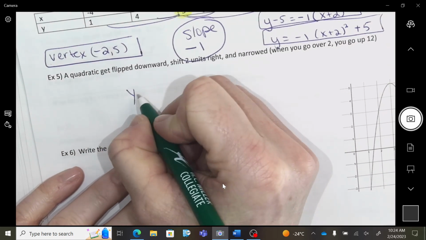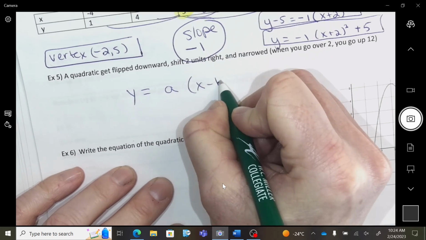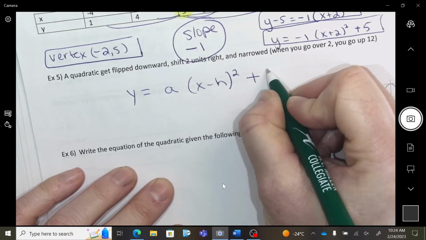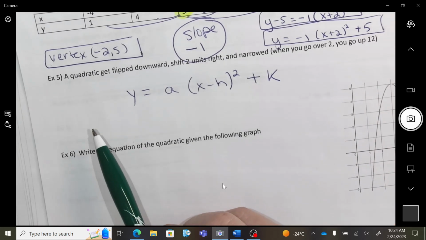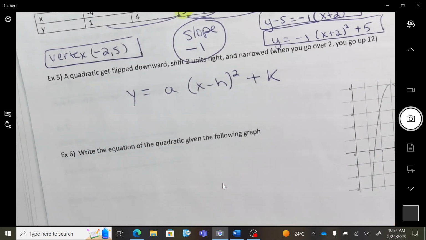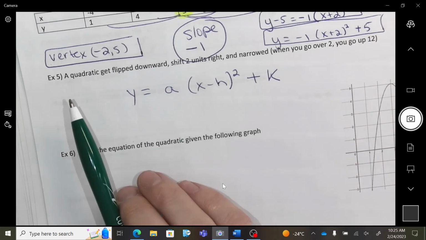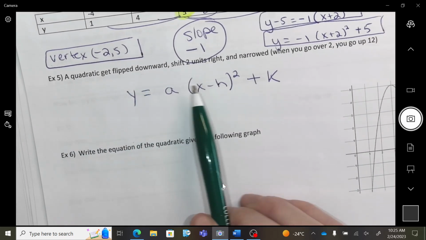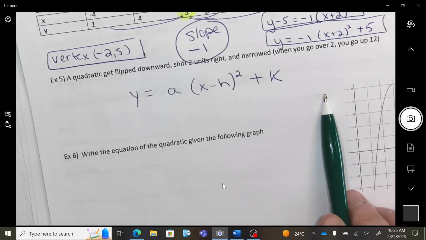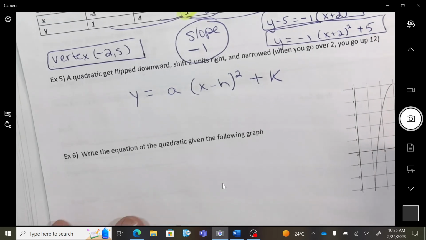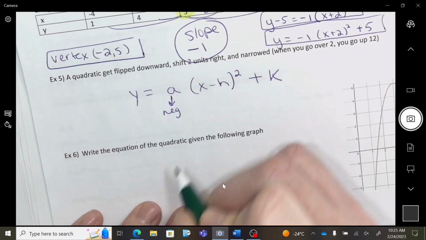Okay, number 5, I talk about transformations. Okay, that's the transformation talk. So if a quadratic gets flipped downward, what does that tell me about what letter? If you flip it, what did I do? A would be a negative.